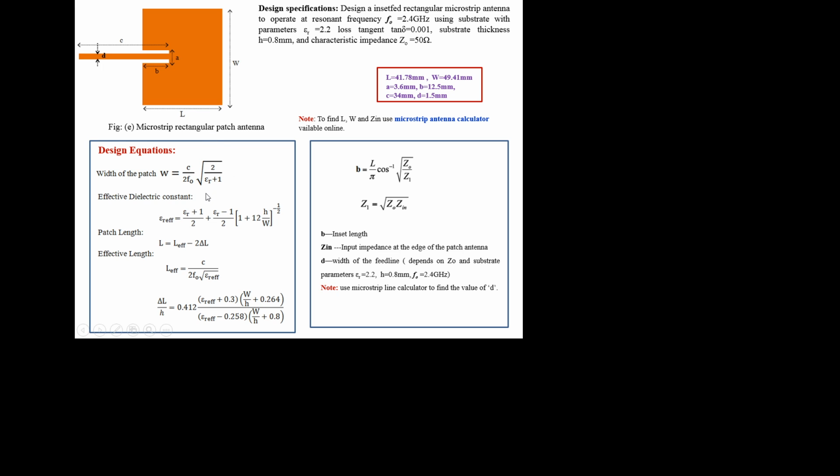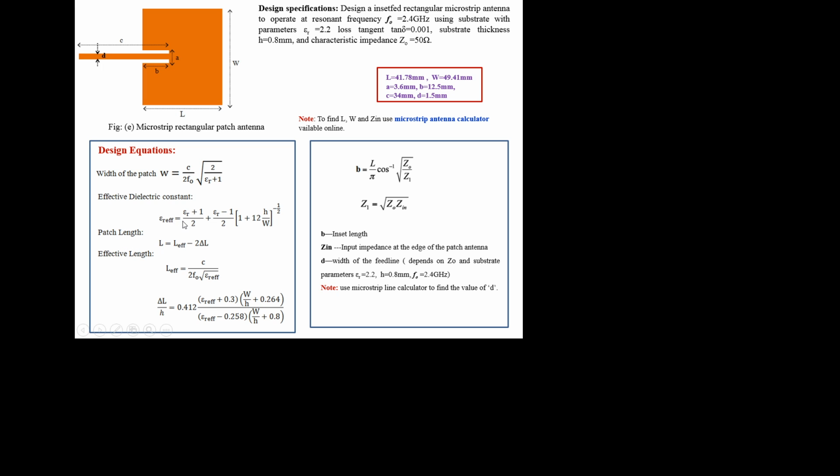To calculate the length and width of the antenna, these are the design equations. The width of the patch, W, is given by this equation. C is the velocity of light, epsilon r is given in the problem, and f naught is the resonant frequency; you substitute them and get the width of the patch antenna. Similarly, because this is a microstrip structure, we should use the effective permittivity. The expression for effective permittivity is this, with H and the W calculated from here substituted in this equation.